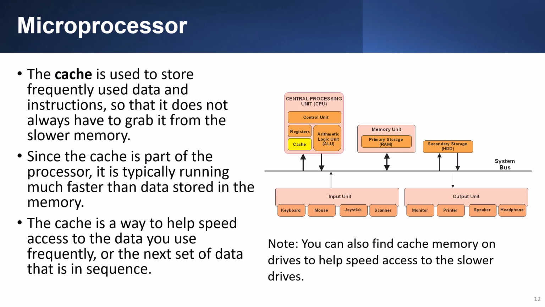The cache is used to store frequently used data and instructions so that the CPU does not always have to grab it from the slower memory. Since the cache is part of the processor, it's typically running much faster than the data stored in the memory. The cache is a way to help speed access to the data you use frequently or the next set of data that is in sequence.